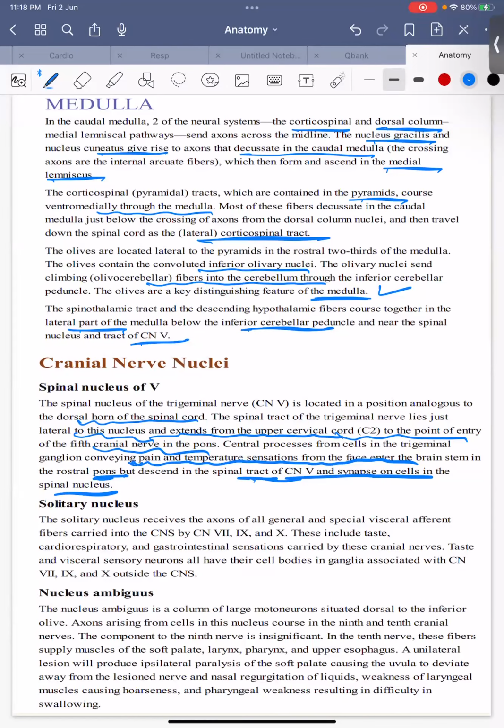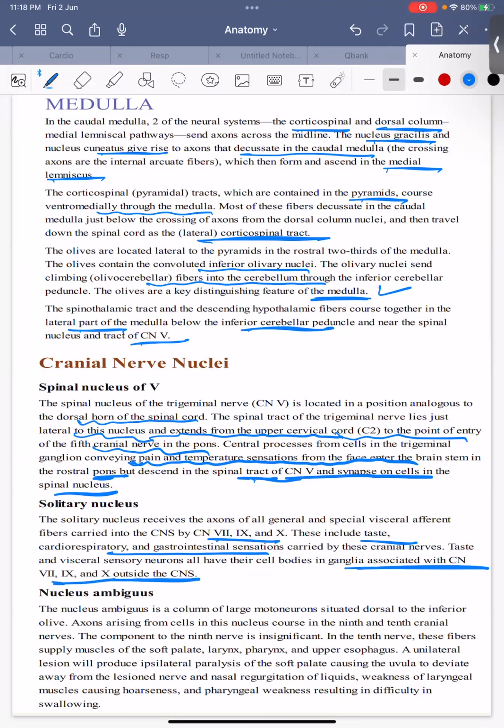Then we have the solitary nucleus. The solitary nucleus receives the axons of all the general and special visceral afferent fibers into the CNS by cranial nerves 7, 9, and 10. These include taste, cardiorespiratory, and GI sensations. Taste and visceral sensory fibers also have their cell bodies in the ganglia associated with cranial nerves 7, 9, and 10 outside the CNS.